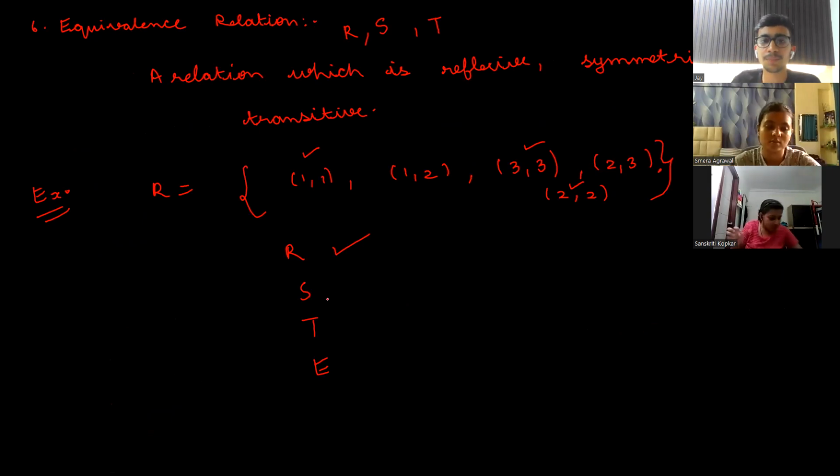अच्छा, what about symmetric now? Not symmetric. So 1 comma 2 exist कर रहा है, but 2 comma 1 is not existing, right? So it's not symmetric. What about transitive? Not transitive. अच्छा, what if I add 1 comma 3 to it? Is it transitive now? Yes. What about equivalence?